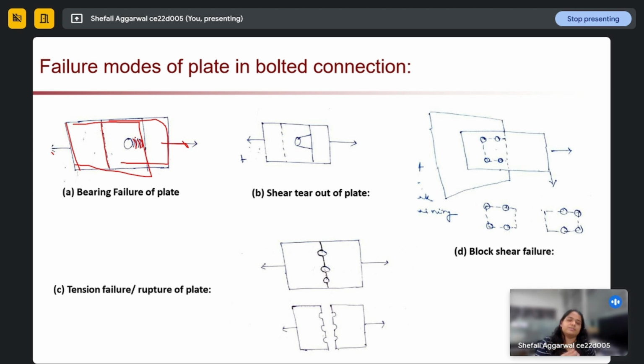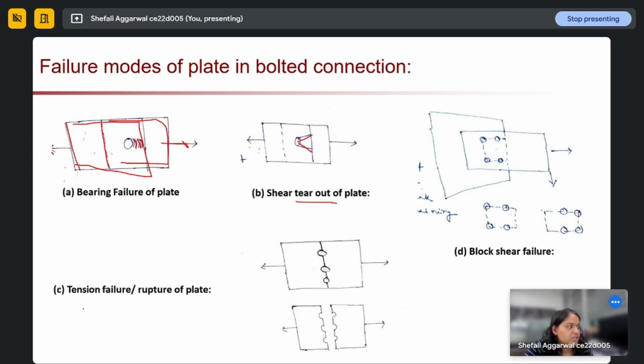Like you can imagine two plates are going in this direction. So there are some marks on our plate. The bolt will try to move in one direction. That will cause us bearing failure of our plate. Second is shear tear out of plate. When the failure is in this direction, like a complete plate is torn off from one point, like a single point is torn off in the lateral direction, that will be called a shear tear out of our plate.